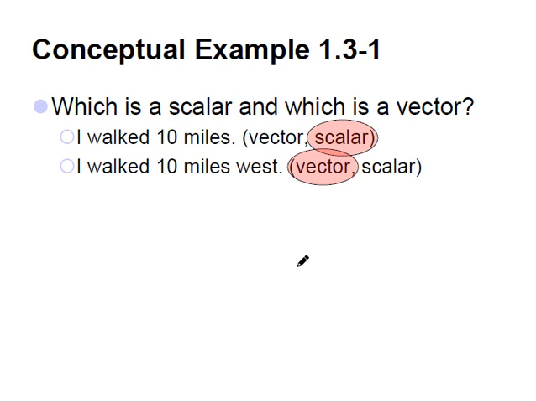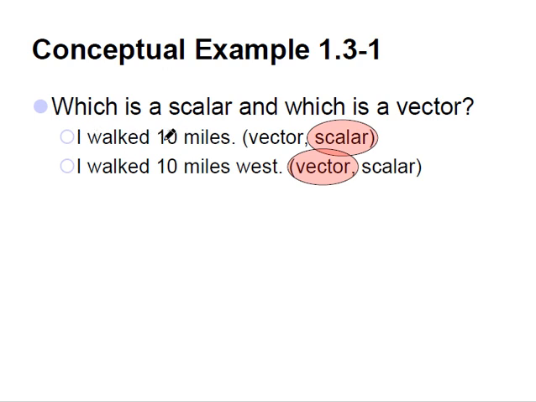Now we're going to try to understand scalar and vector by doing this example. This example has two pieces of information and is asking you which is a scalar and which is a vector. We know that a scalar has only magnitude. Magnitude is size or amount, and a vector has magnitude and direction. So here the first problem is I walked 10 miles. It only talks about how far, so the magnitude in this case is how far you walked.